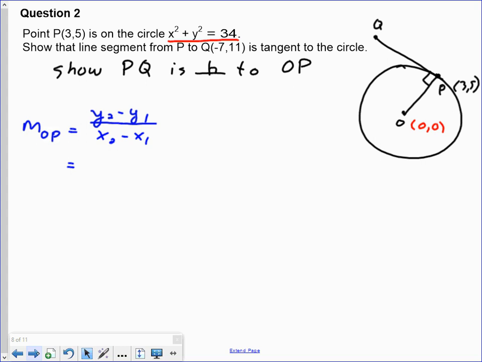So we can choose point P as our y2 and our x2. So y2 is going to be 5, x2 is going to be 3, and then y1 and x1 are going to be 0 at the center of our circle. So the line from the center to point P is going to have a slope of 5/3. Now we want to find the slope of that line PQ. Again, y2 minus y1, x2 minus x1.